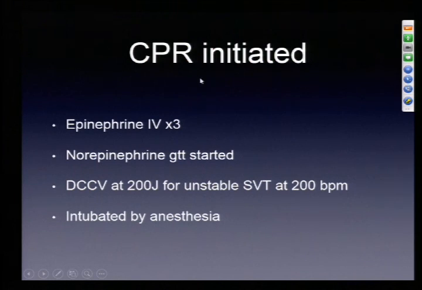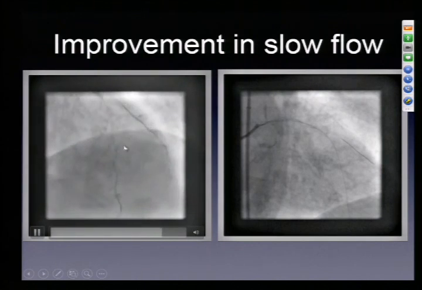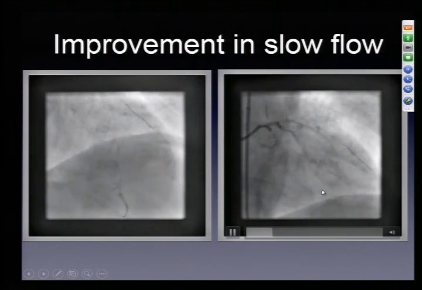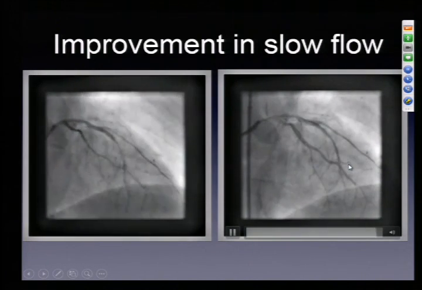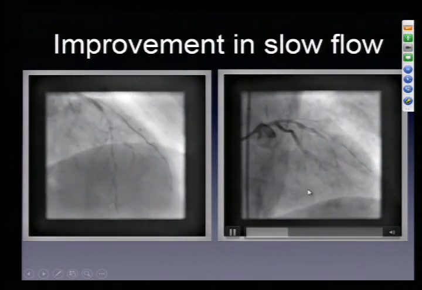So we initiated CPR. We gave her epinephrine ×3. We started a norepinephrine drip. She went into an unstable SVT at 200 beats a minute. We cardioverted her and emergently intubated her. And then we did get improvement in the flow. So, with all these medications and with CPR, we have return of spontaneous circulation. We do have improved flow. It's not ideal, but it's much better now.